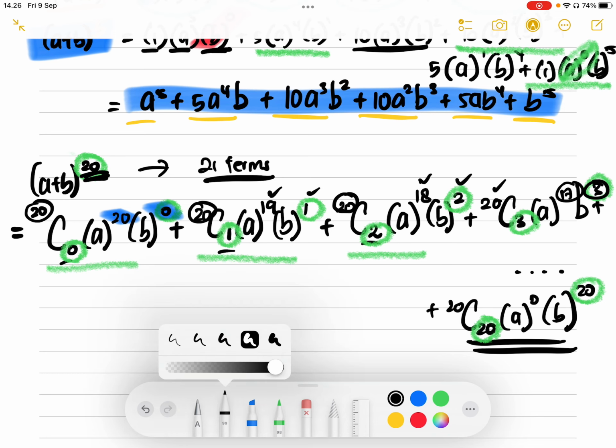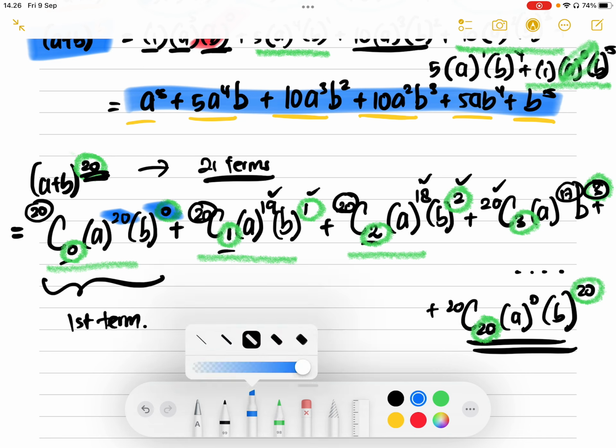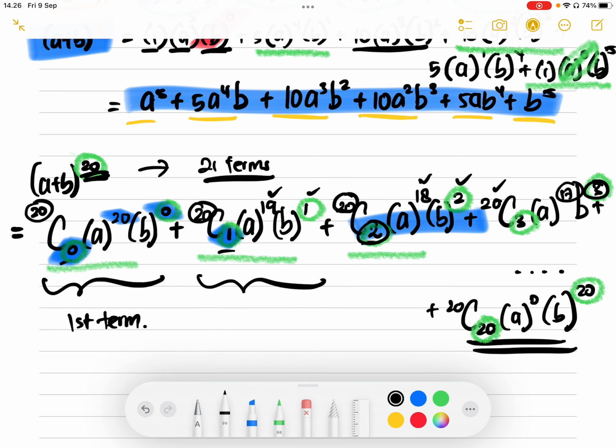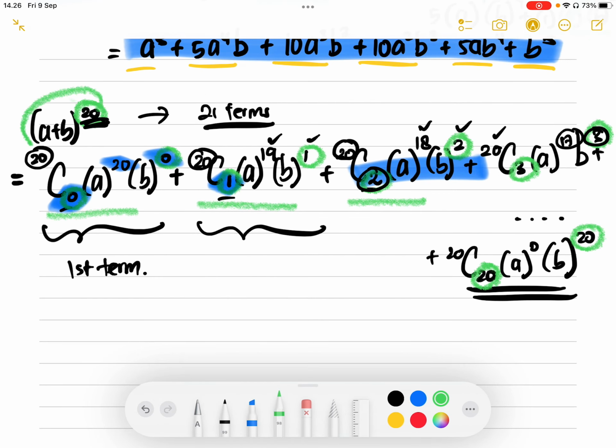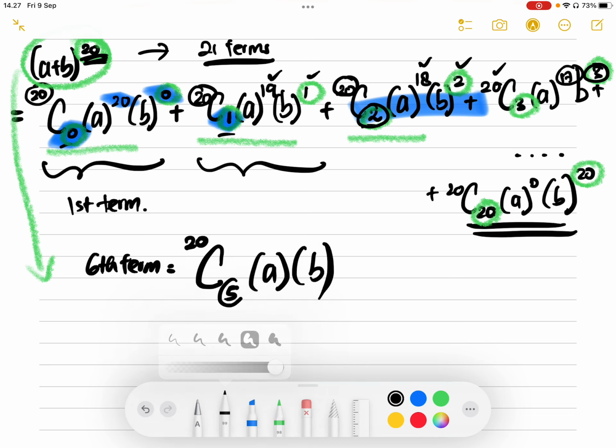Another thing to remember is that the first term starts with 0, the second term starts with 1, the third term starts with 2, and so on. So if we are looking for the sixth term, even without a long working, we can always see it: remember the sixth term is 20C5, A to the power of 15, B to the power of 5. Again, this and this are the same, and this one will be 15. That's it.